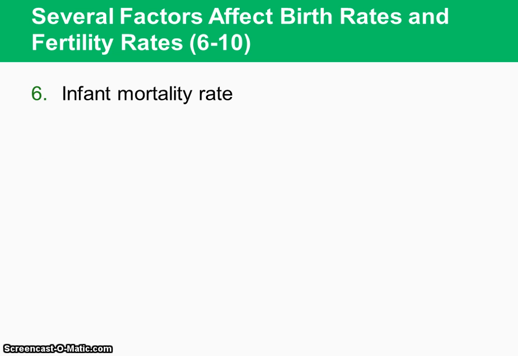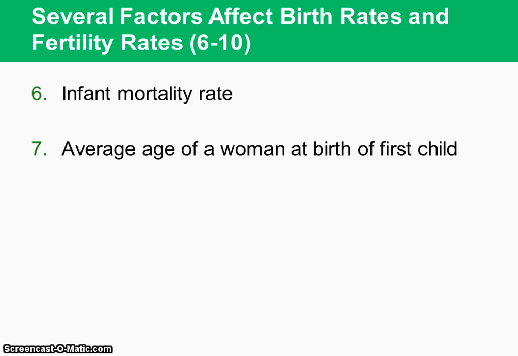Number six, your infant mortality rate. We talked about this with Africa. If you have a lot of children dying before age one, then you will have a higher fertility rate to replace those children. Fertility rate is how many kids are born to you. Doesn't matter if they live or die. So if you expect that some of your children will die, you will have more children, so your family size ends up where you want it.